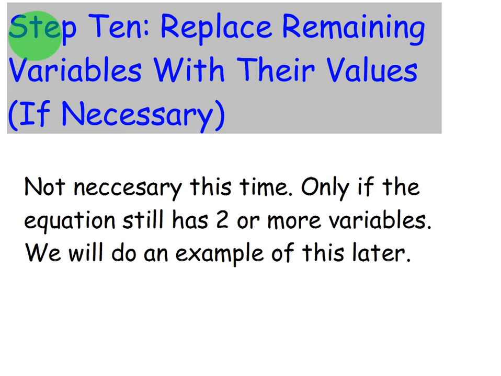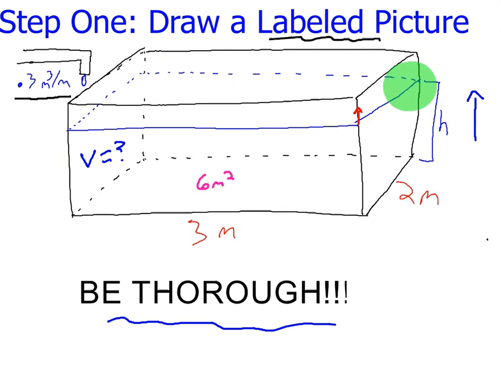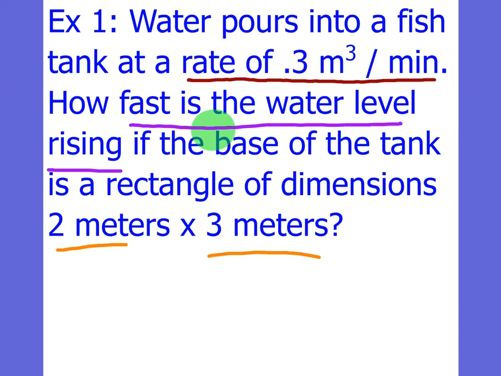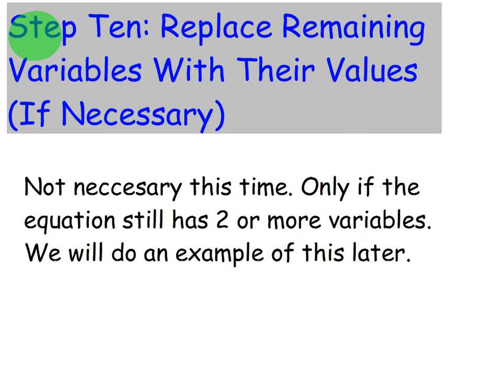So this leads us to step 10, which is very closely related to step 9. Now we said for example 1, dealing with the water filling up into our fish tank, we didn't have to do step 9 because it's already in terms of the HGT, which is what we're trying to solve for. So if you don't have to do step 9, you don't have to do step 10 either, which is replace remaining variables with their values in the derivative equation. So we're not going to spend too much time on example 1 just because we already have it in terms of the variable we're trying to solve for.